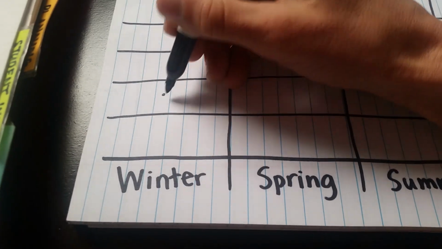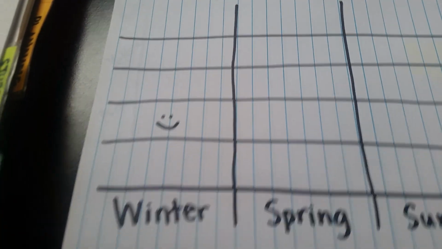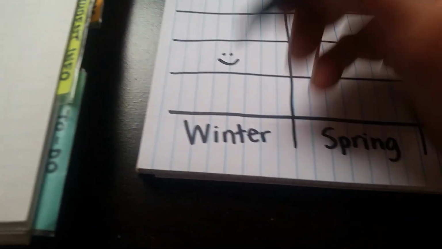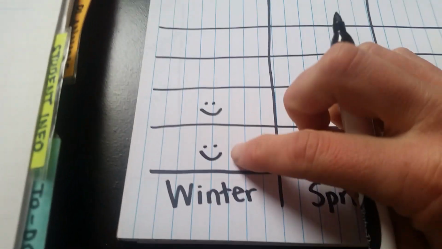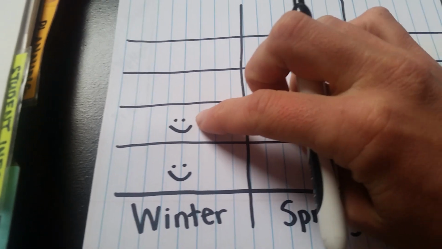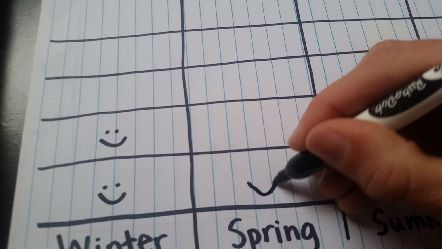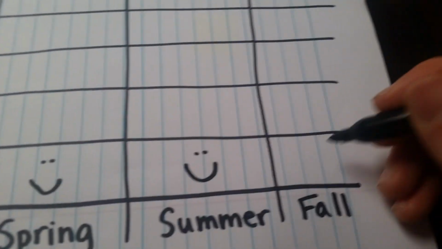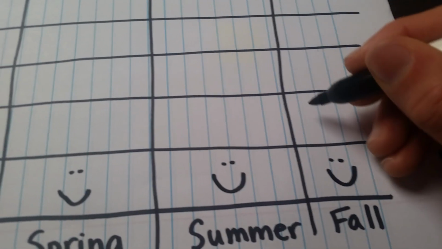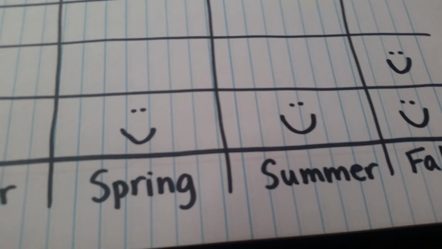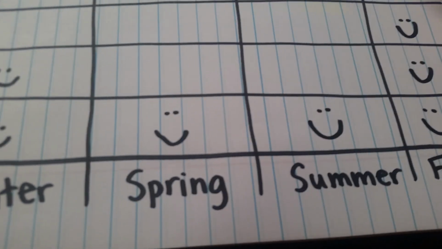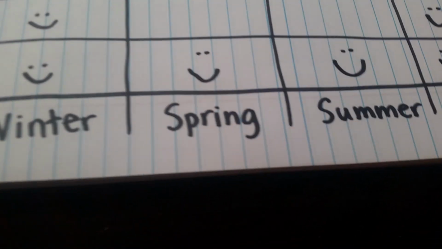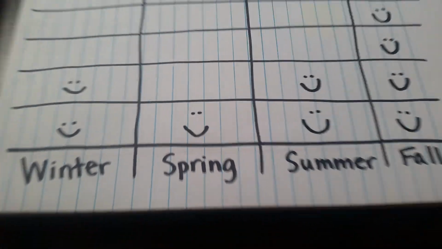So say one student came up and they like winter best. Oops, that person should have written it at the bottom. So let's say one person came up and wrote that they liked winter. Another person also liked winter. Spring, someone likes spring. Okay, someone's gotta like summer. Someone comes up and they like fall best. Another person agrees they like fall. A third person agrees they like fall. A fourth person agrees they like fall. Another person really likes summer.